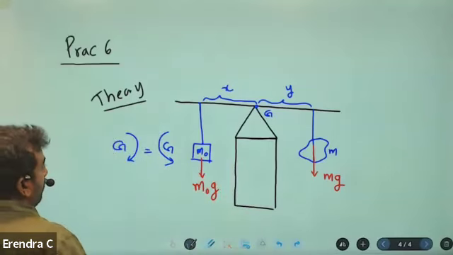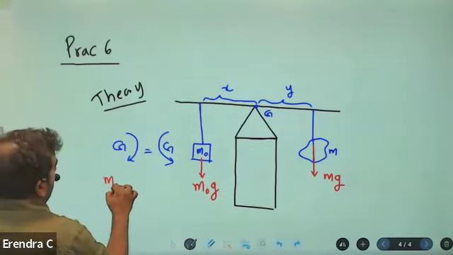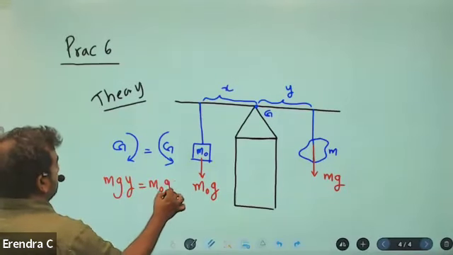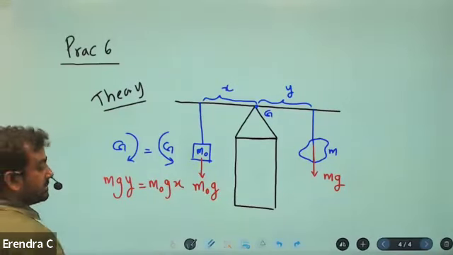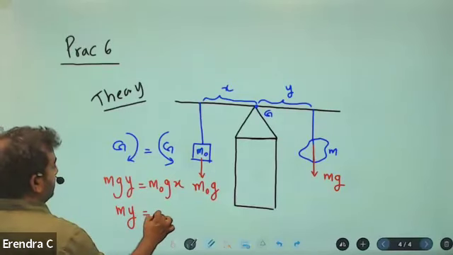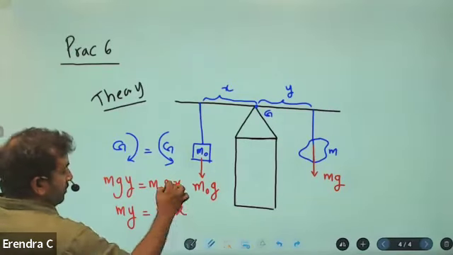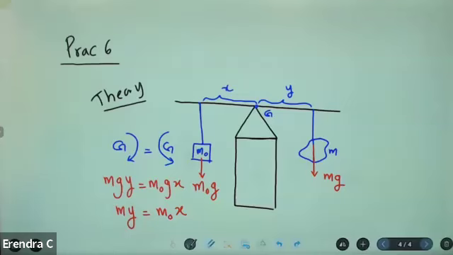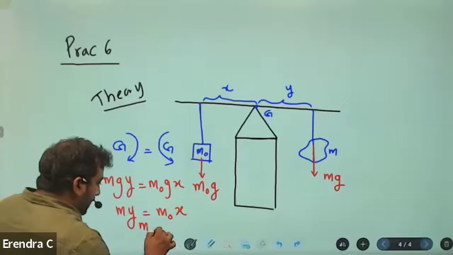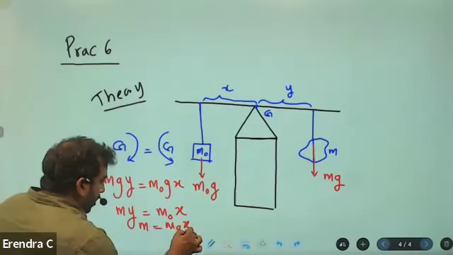Clockwise moments equal anti-clockwise moments. Mg into Y equals M naught g into X. So the g's cancel off. M Y equals M naught X. Now, this is your unknown mass. Unknown mass M equals M naught X divided by Y.